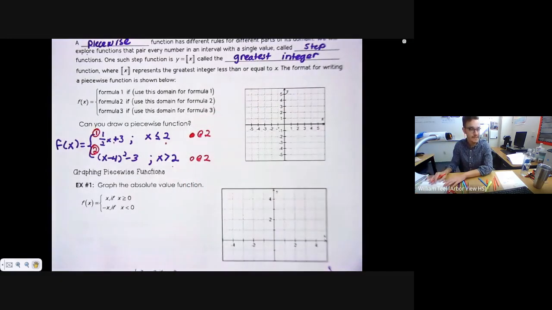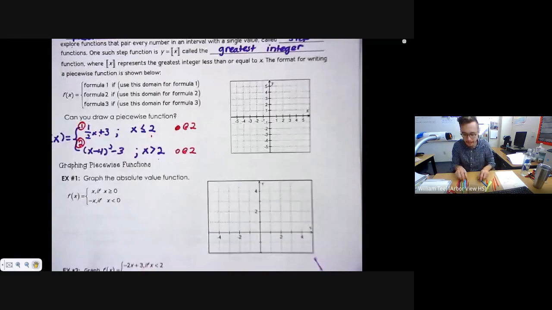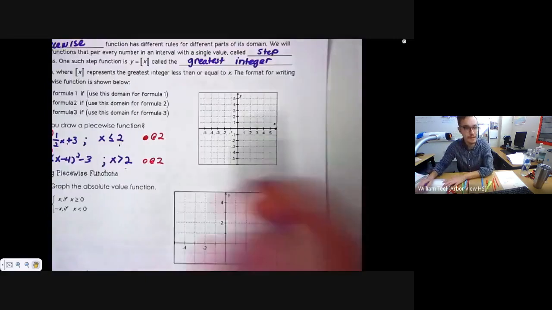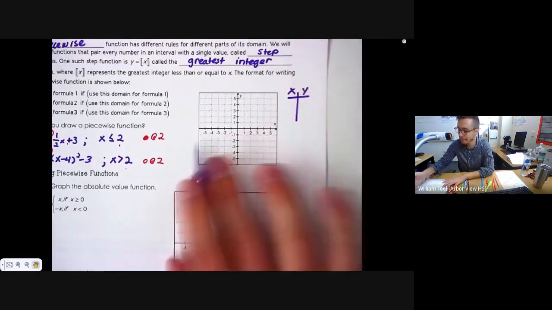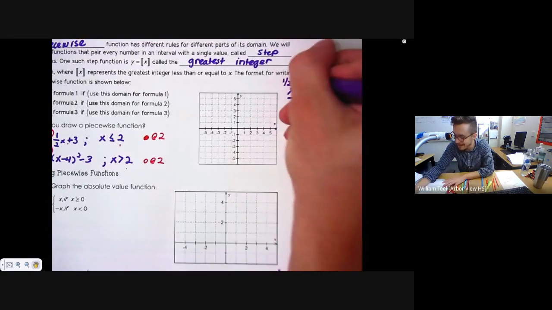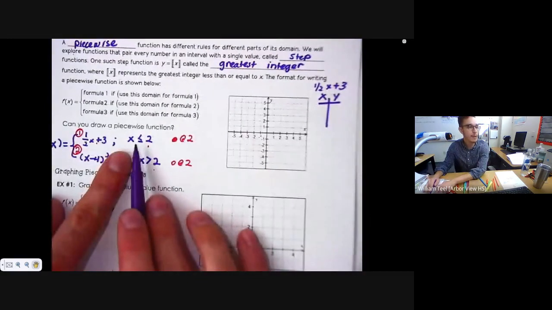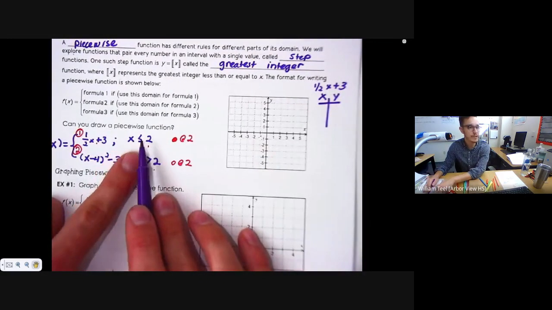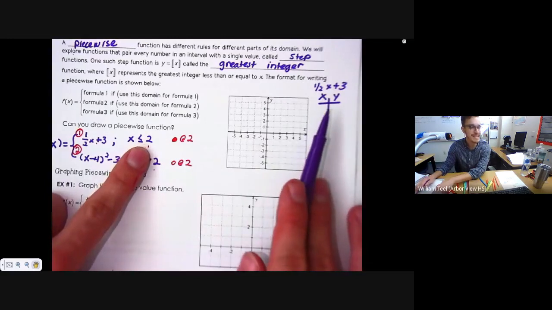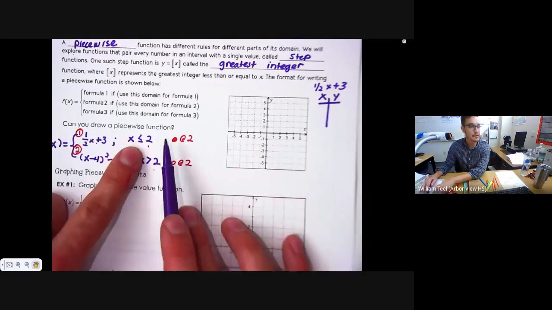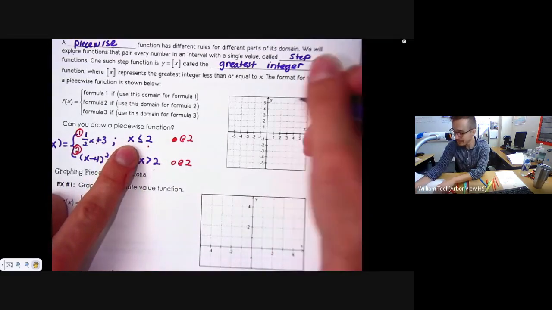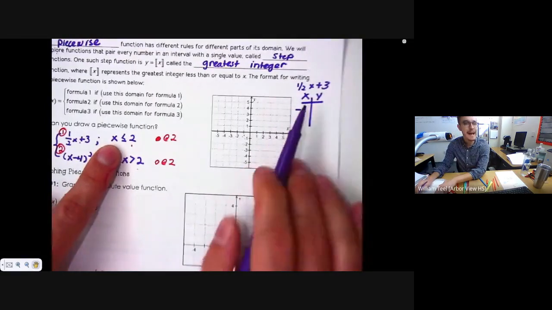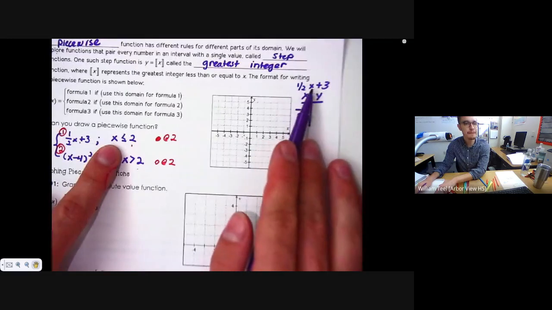Okay, so let's go ahead and draw a couple of different tables. I'm going to put my tables over here just to keep them nice and organized. So for my first function, I'm going to be looking at 1/2 x plus 3. Again, I am only graphing 1/2 x plus 3 when x is less than or equal to 2. So the only numbers I'm going to put on my table are numbers that are less than or equal to 2. So let's go ahead and put -1 first. If I plug -1 in for x, I'm going to have 1/2 x times -1.